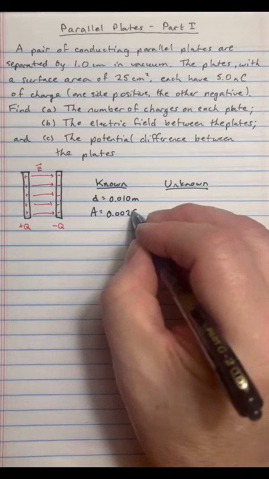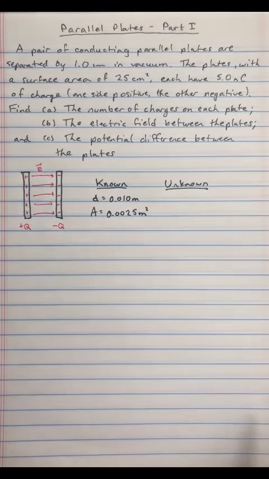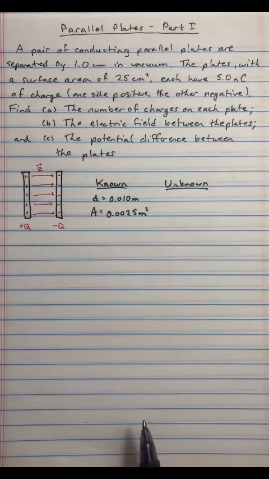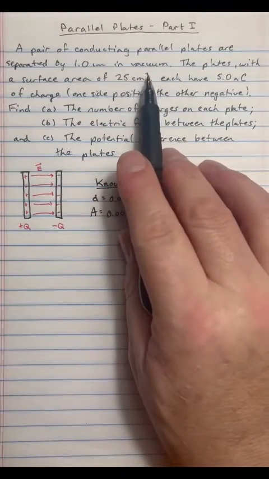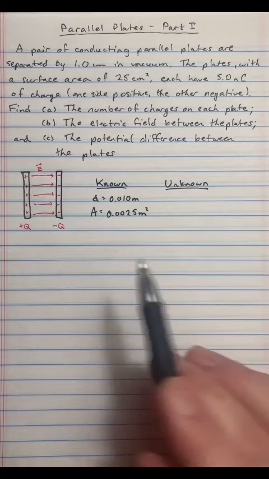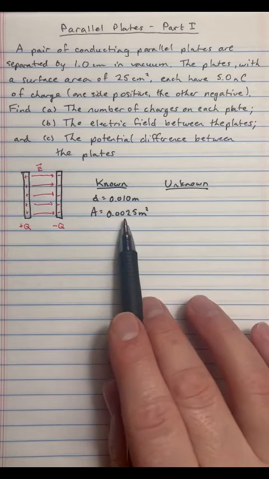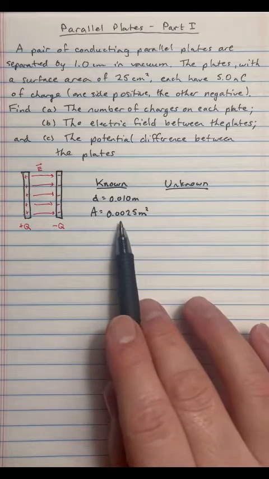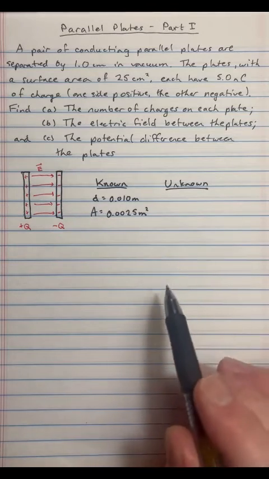The plates have a surface area of 25 square centimeters, and again, let's change that to square meters. Now notice how this works. This is something to be aware of. There's 100 centimeters per meter, right? And so there's a temptation just to divide the 25 by 100, but it's not centimeters, it's centimeters squared. So you have to divide by 100 twice. If you divide by 100 once, you get 0.25. So this is how we get the 0.0025. That's why we have that way.